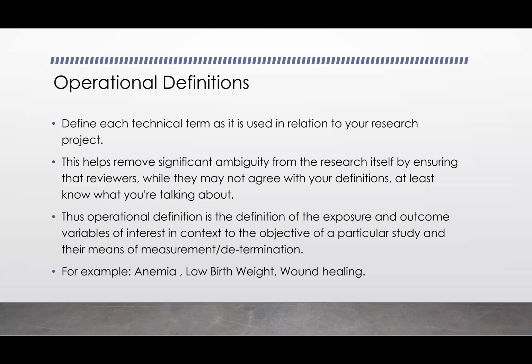Now come to operational definition. Define each technical term as it is used in relation to your research product. This helps remove significant ambiguity from the research itself by ensuring that the viewer, while they may not agree with your definition, at least knows what you are talking about. Thus, operational definition is the definition of the exposure and outcome variable of interest in context to the objective of a particular study and their means of measurement determined. For example, anemia, low birth weight, wound healing.